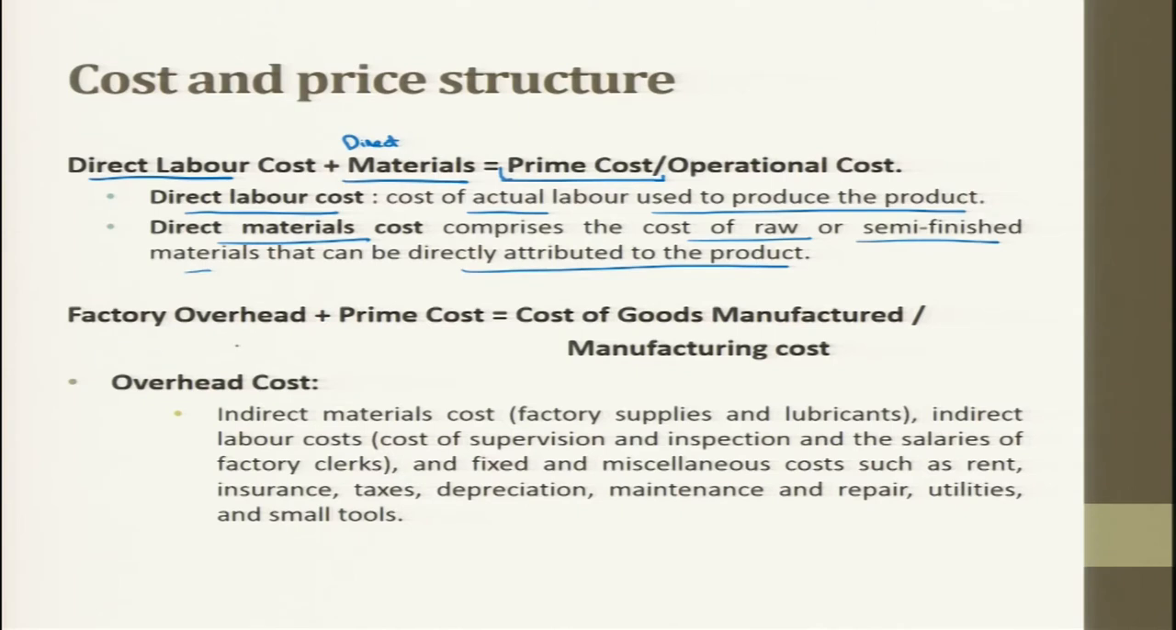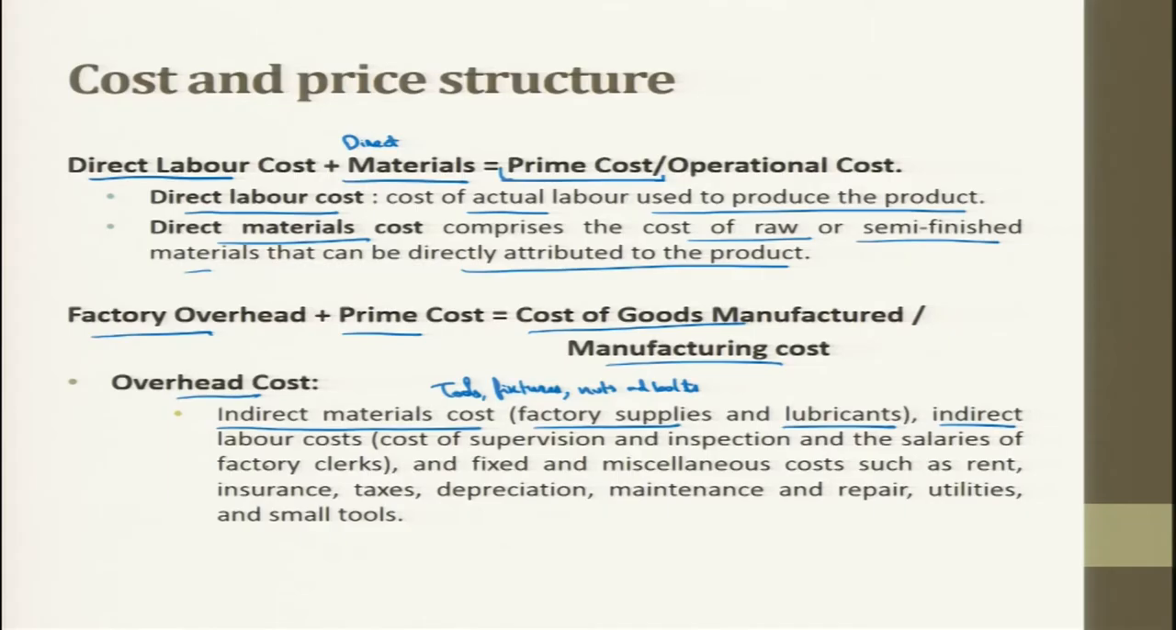Now, factory overhead plus this prime cost makes the cost of goods manufactured, or manufacturing cost. When I say factory overhead, this is the overhead cost. Overhead cost is the indirect material cost, like I said, tools, then fixtures, then nuts and bolts which are used. That is indirect material cost. So, factory supplies and lubricants; lubricants are very important.